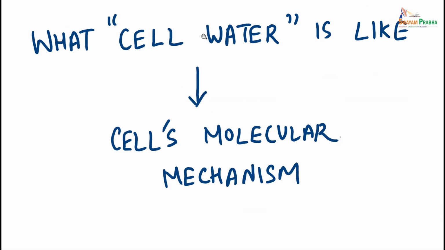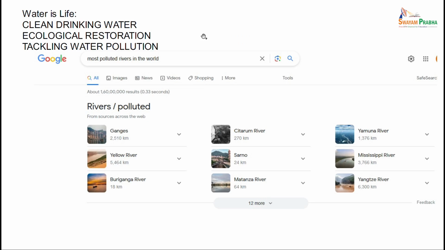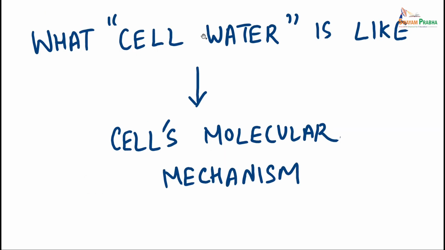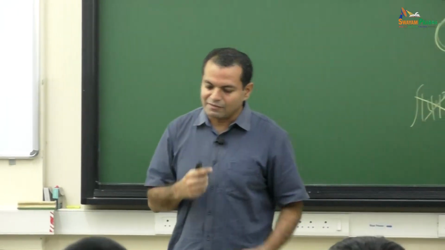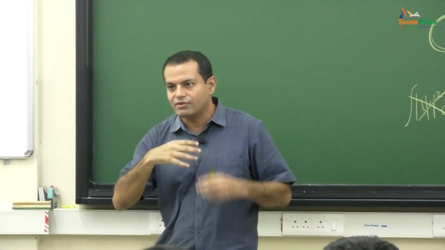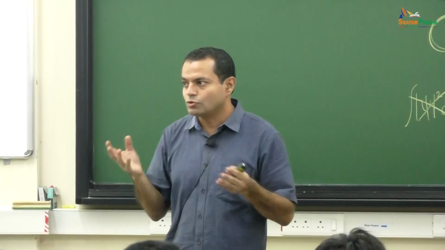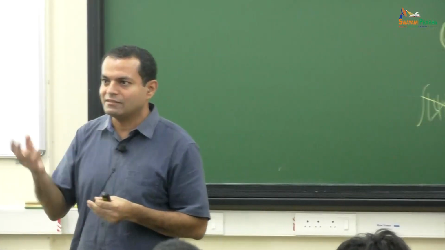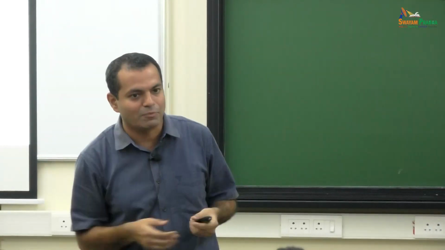What cell water is like is going to determine the cell's molecular mechanism. And it's really interesting to think about that these kind of tiny spaces exist everywhere in our human body, and we know so little about it. Imagine that ice is flowing in your body, you may not be aware.